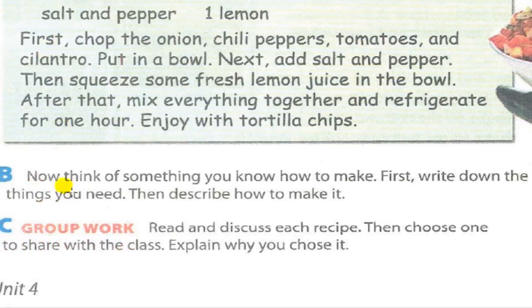Now, B. Think of something you know how to make. First, write down the things you need, then describe how to make it. So this is going to be homework. You write the ingredients of any dish. Then you write the recipe, how to cook it.